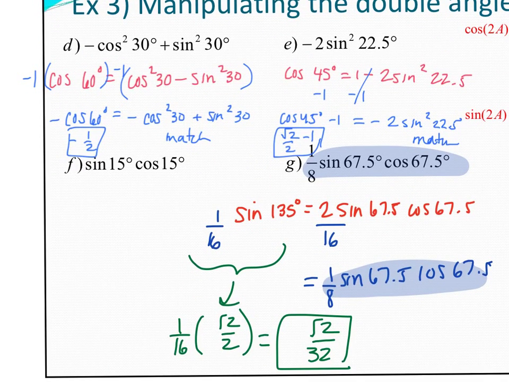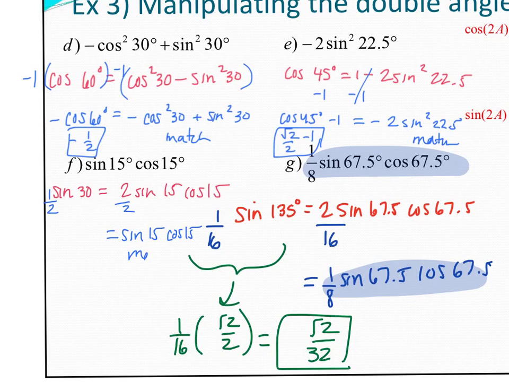In problem F, we should recognize that this matches my sine double angle. So sine of 30 equals 2 sine 15 cosine 15. However, I don't want that 2 there, therefore I have to divide both sides by 2. So now on my right hand side, after dividing by 2, I now have a match. Therefore, I'm ready to go with my left hand side. Sine of 30 is 1/2. 1/2 times 1/2 gives me 1/4.